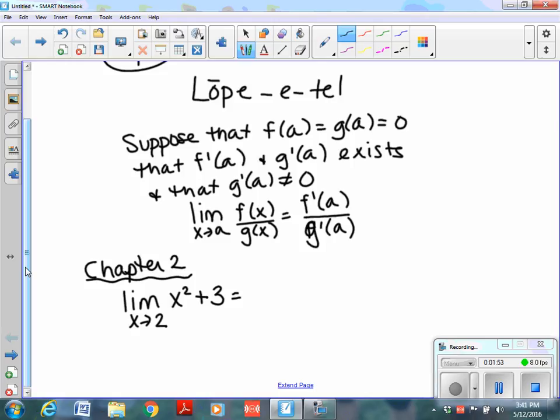Okay, all you do is, remember, the limit is the y value, and all you're going to do is plug 2, or substitute 2 in. 2 squared is 4, and 4 plus 3 is 7. If you graphed x squared plus 3, and you looked at the y value at x equals 2, the y value is going to say 7.